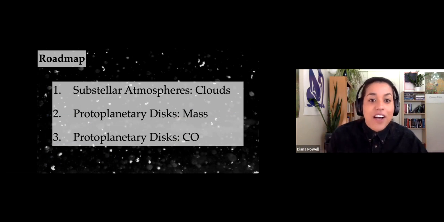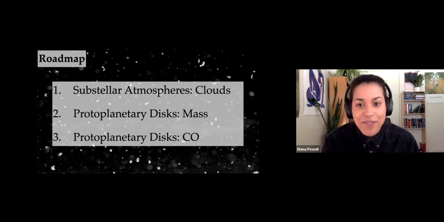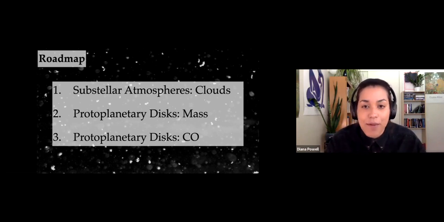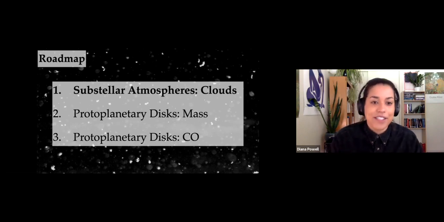Okay, so in this talk, I'll start by talking about substellar atmospheres with a focus on clouds. And then I'll move on to discussing protoplanetary disks and the total amount of mass present in these systems. And finally, I'll bring these two topics together through a discussion of the evolution of carbon monoxide in protoplanetary disks. So let's talk about clouds.